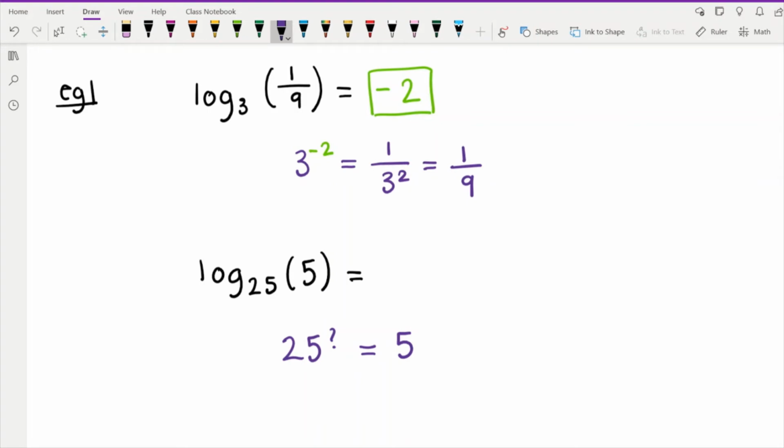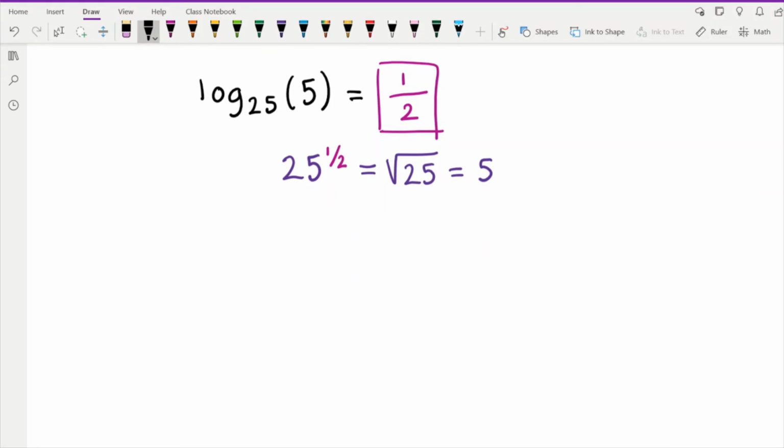Well, remember that you can take square roots using exponents, right? So specifically, if you raise a number to the 1/2 power, that is going to be the square root. So 25 to the 1/2 would be the square root of 25, which is 5. And so the answer to this logarithm would be 1/2.